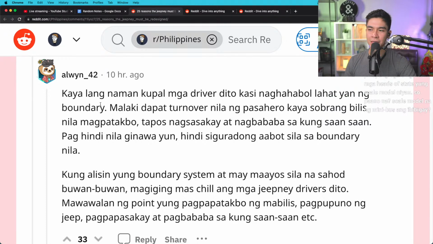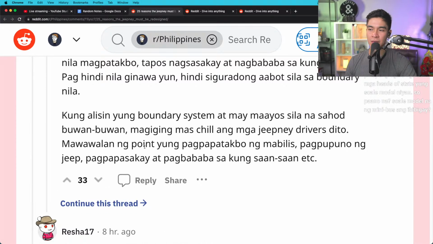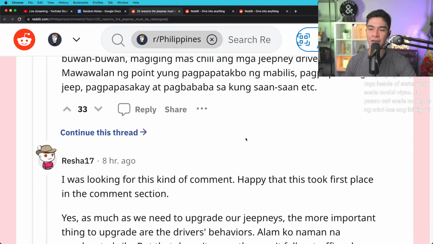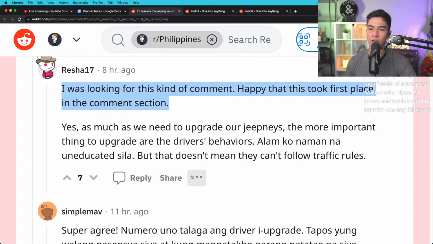Kaya lang naman kupal mga driver dito kasi naghahabol lahat yan ng boundary. Malaki dapat turnover nila ng pasahero kaya sobrang bilis nila magpatakbo tapos nagsasakay at nagbababa kung saan-saan. Pag hindi nila ginawa yun, hindi siguradong aabot sila sa boundary nila. Kung alisin yung boundary system at may maayos sila na sahod buwan-buwan, magiging mas chill ang mga jeepney drivers dito. Mawawalan ng point yung pagpapatakbo ng mabilis, pagpupuno ng jeep, pagpapasakay at pagbababa kung saan-saan. I was looking for this kind of comment. Happy that this took first place in the comment section.